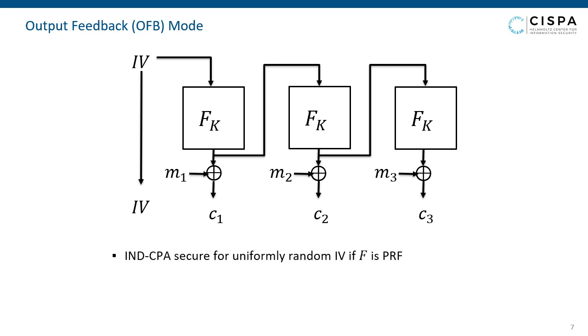This mode of operation is CPA secure for a uniformly random initialization vector and if F is a PRF. So for this mode of operation, we don't need F to be a pseudo-random permutation anymore. It's enough if it is a pseudo-random function. So we don't need a way to invert this function FK.